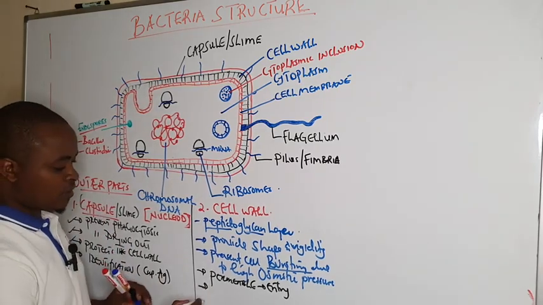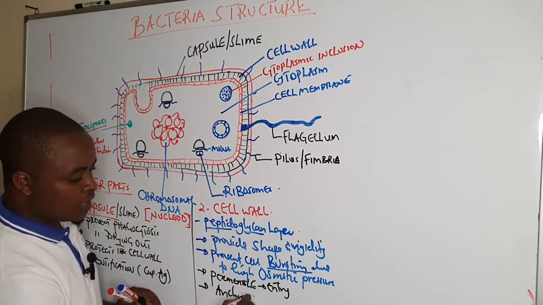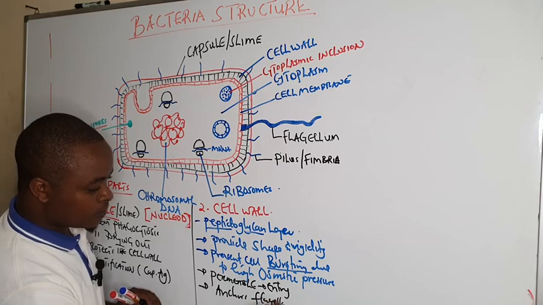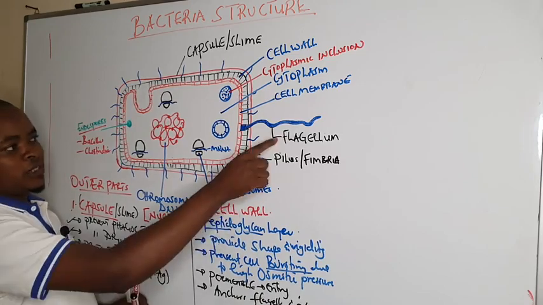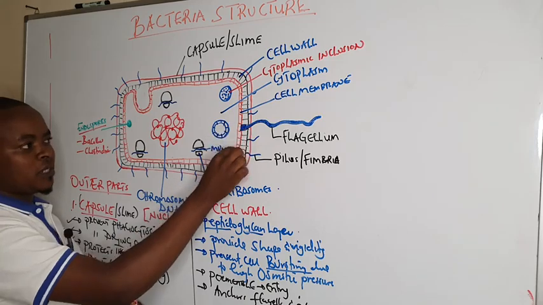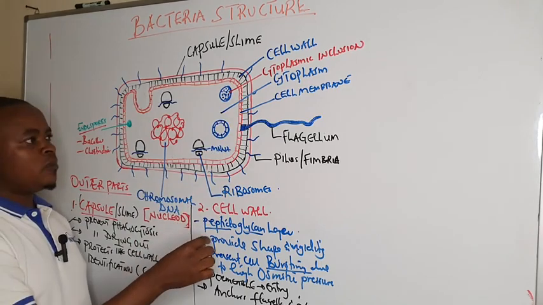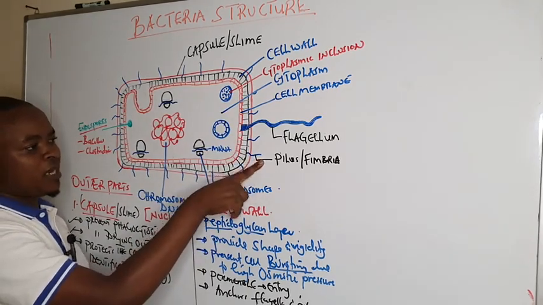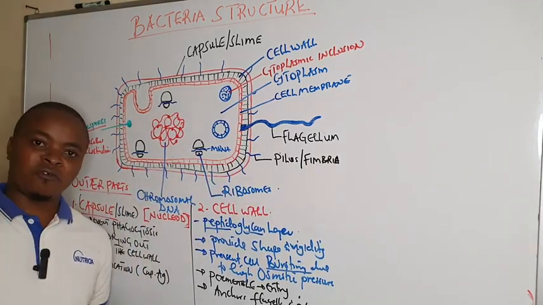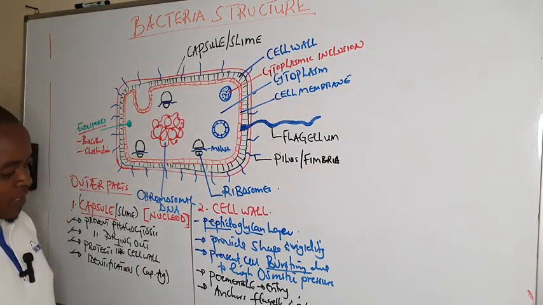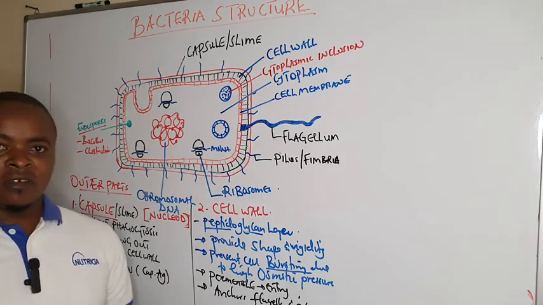Then another thing is it anchors the flagella and the pili. So you can see that this flagella is anchored by the cell wall. I told you the cell wall is in the black color in the middle, whereas we see even the pili and all the fimbriae are also attached to the cell wall. Hence, it provides support to them. So these are some of the functions of the cell wall.